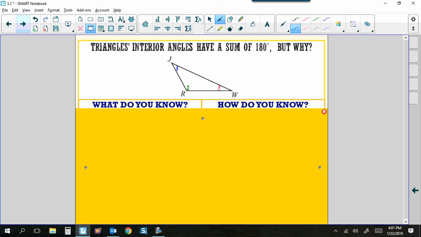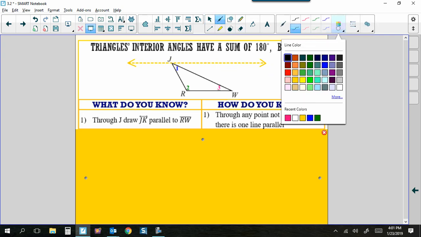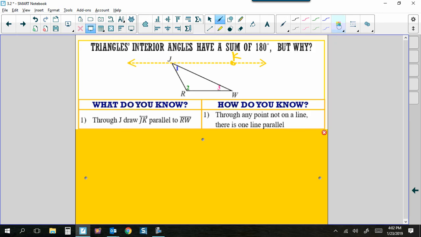The first thing we're going to do is, with your straight edge, draw a line. And I want that line to go through point J. Because we need 2 points, I'm going to go ahead and just name the second point K. Just kidding. No, I really want you to do it. Go ahead and do it. So we have line JK. And we're going to draw it so that it is parallel to RW. So draw it in a way that we are able to say that they are parallel to each other.